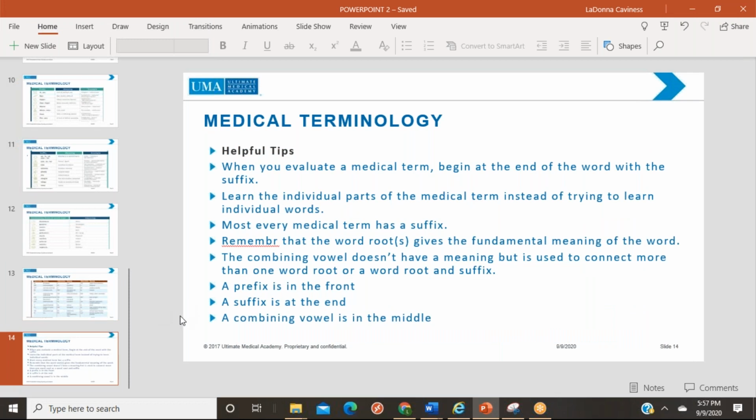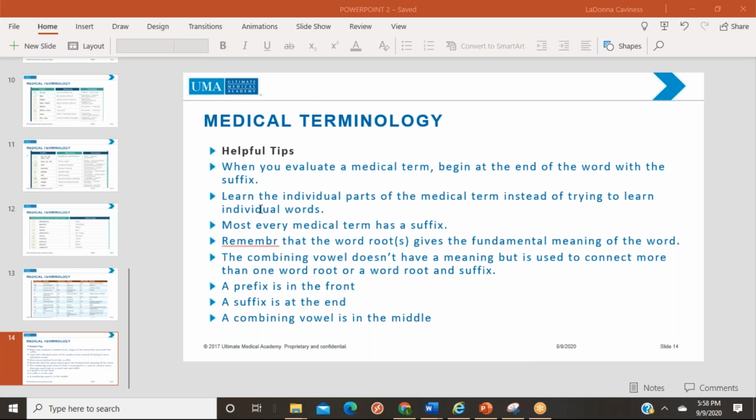So here's some helpful tips that have actually helped me along the way, and I would like to share some of these tips with you guys. So when you evaluate medical terms, you begin at the end of the word. You begin at the end of the word with the suffix, learning the individual parts of the medical term instead of trying to learn individual words. Okay, most every medical term has a suffix, so that's important to note.